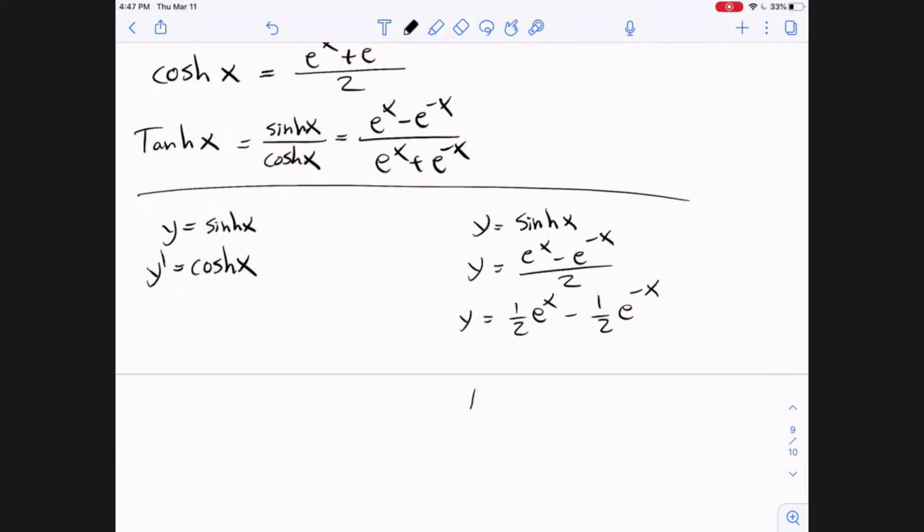Now I'm going to take the derivative of each term. What's the derivative of e to the x? Itself. What's the derivative of e to the minus x? Also itself, but times the derivative of the exponent, negative x, which is -1. So there's already a -1/2 here, so -1/2 becomes +1/2, which is the same thing as e to the x plus e to the minus x over 2, which ends up being the hyperbolic cosine of x.